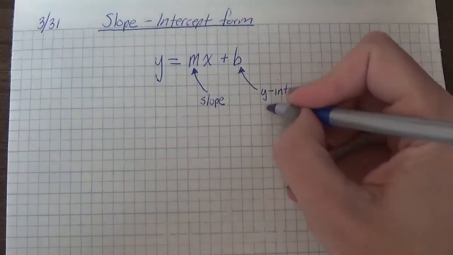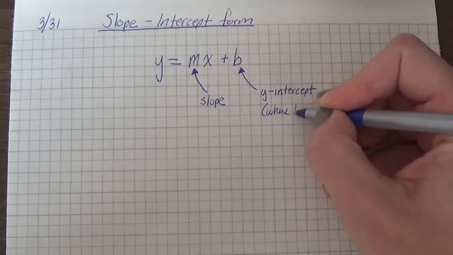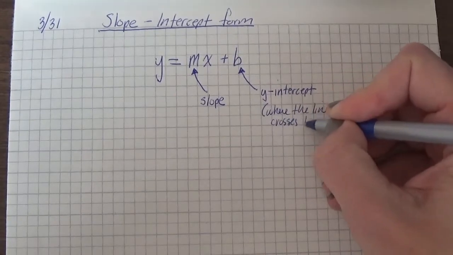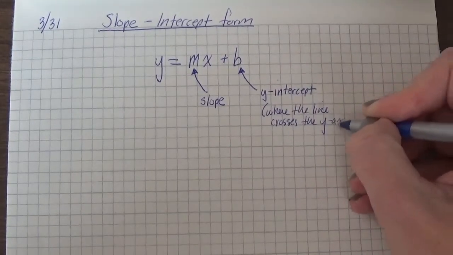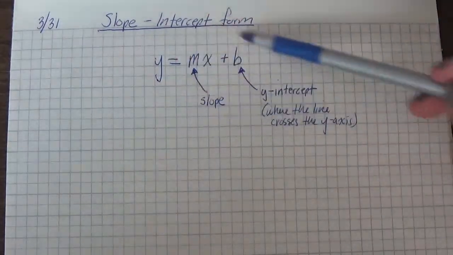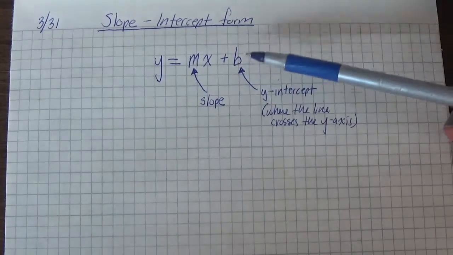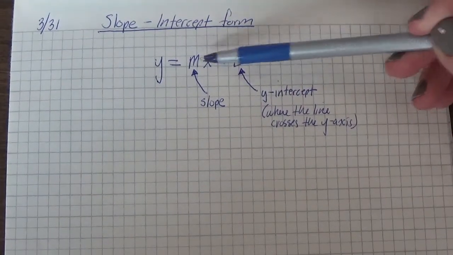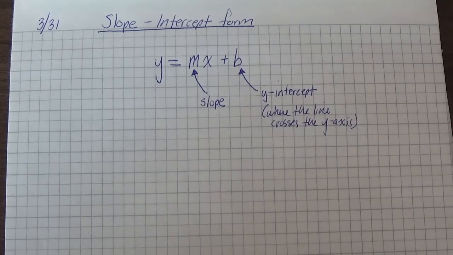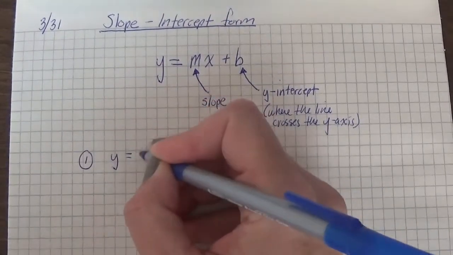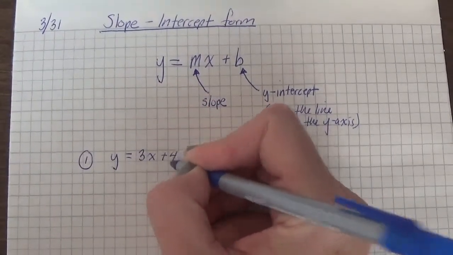And that is basically where the line crosses the y-axis. So once you get an equation in this form, you know where it's going to cross the y-axis, that's a point, and you know the slope, so you'll be able to graph a line pretty quick. So check this out. First example, y equals 3x plus 4.